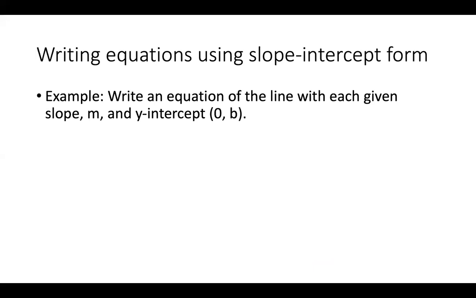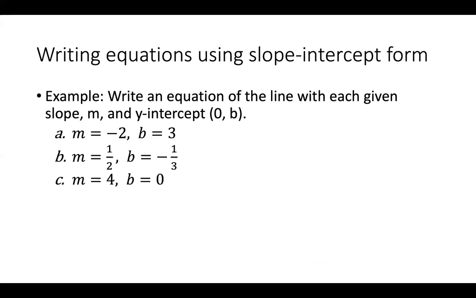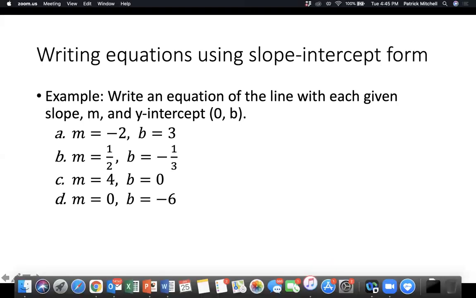The next objective is to write equations using slope-intercept form. In this batch of problems, we will write an equation of the line with each given slope m and y-intercept (0, b). These problems are very, very easy. I hardly ever say this, but on a scale from 1 to 10, these are all ones. So going over to the tablet.